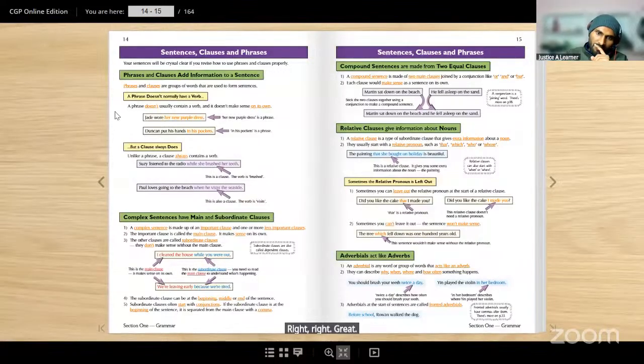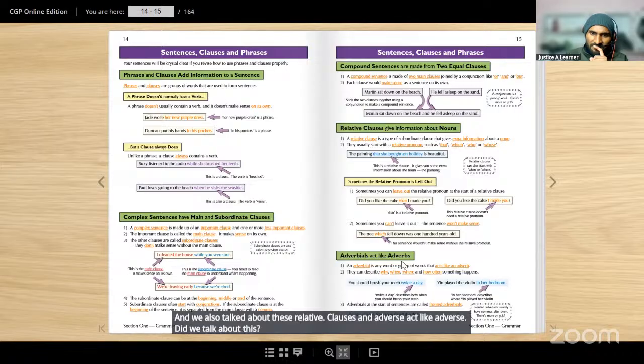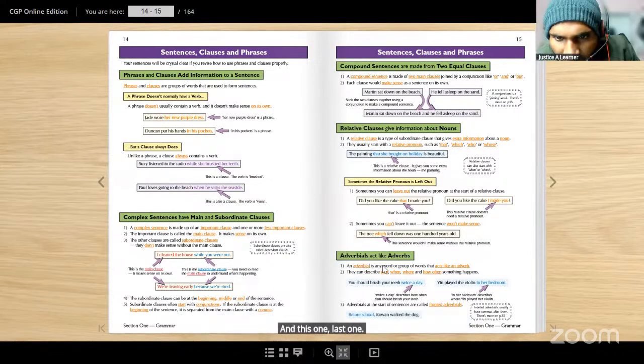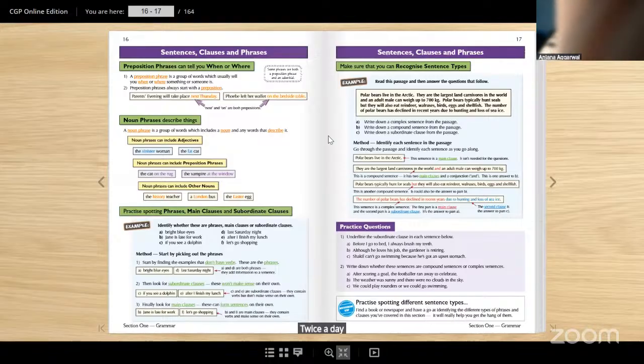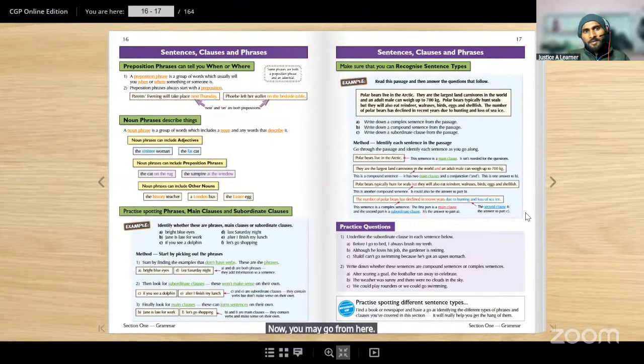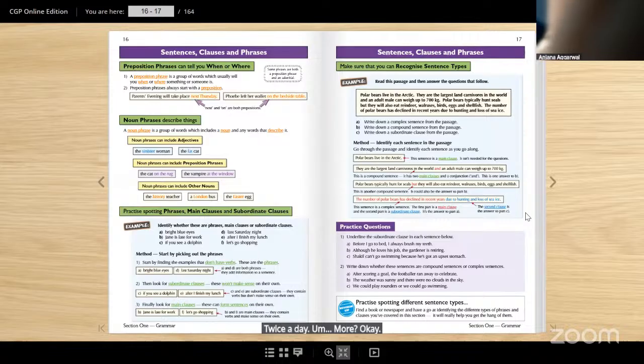So that's what we understood earlier. And we also talked about relative clauses and adverbials that act like adverbs. Did we talk about this? Yeah, we did adverbs, like twice a day. Now you may go from here.